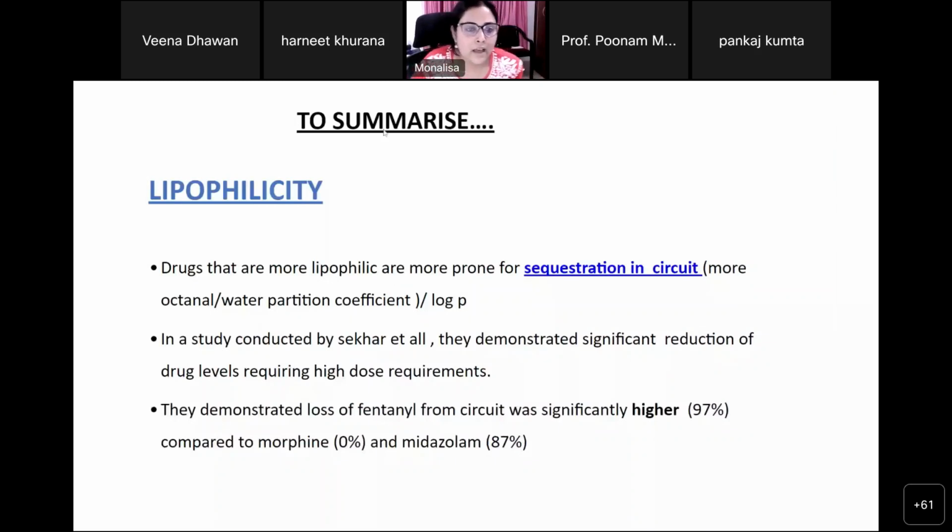So to summarize about these drugs, about the lipophilicity, please remember each and every point here is very important. That's why I have created these slides to summarize my point. Drugs which are more lipophilic are going to be sequestered in the circuit, right? In a study conducted by Shekhar et al., they demonstrated a significant reduction of the drug levels, requiring high dose requirement. This we need to keep in mind. They demonstrated the loss of fentanyl from the circuit was higher, 97%, compared to morphine, which was 0%, and midazolam, which was 87%. So the summary of this slide is the more lipophilic your drug is, the more prone it will be to be sequestered by the circuit, right?